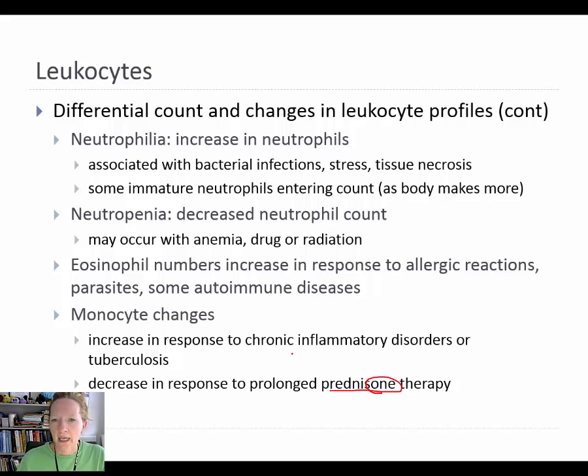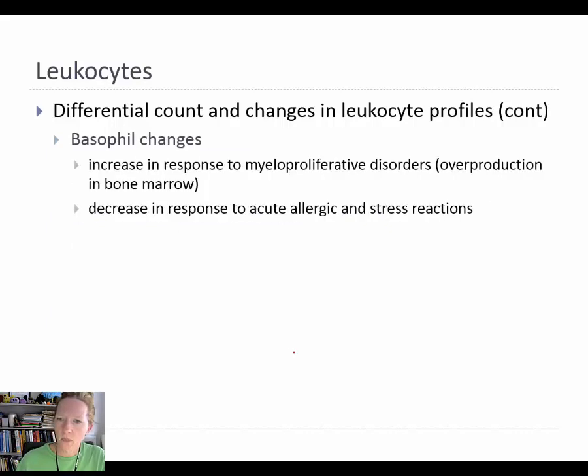Now let's take a look at basophils. So basophils can change or increase, I guess I should say, in response to myeloproliferative diseases. And basically, if you think about where that's coming from, we talked about myeloid stem cells, which are going to be found inside of the bone marrow. So that's where you have an overproduction of these from the bone marrow. But it is also going to decrease in response to acute allergies and also stress reactions.